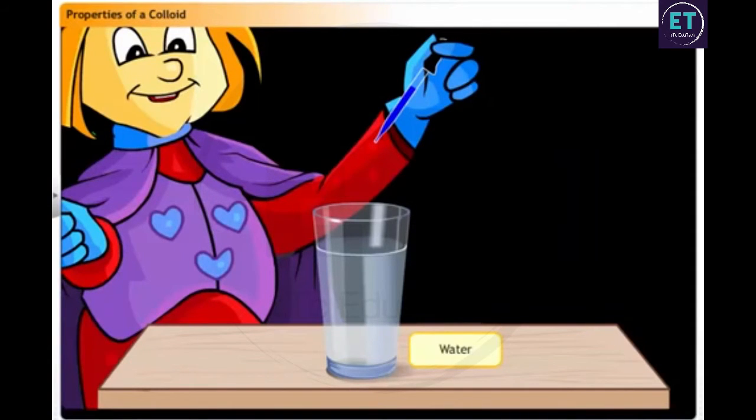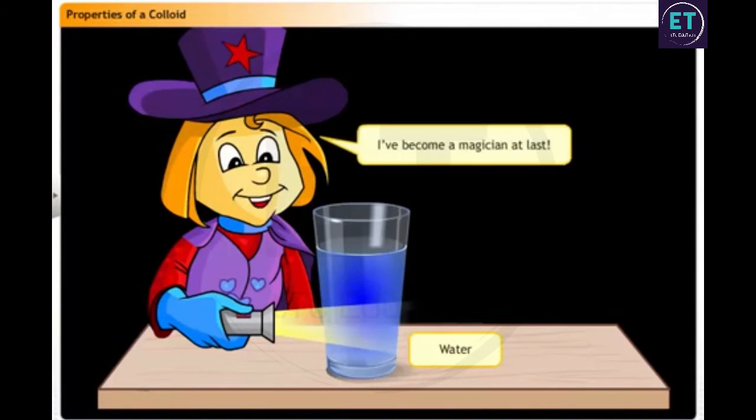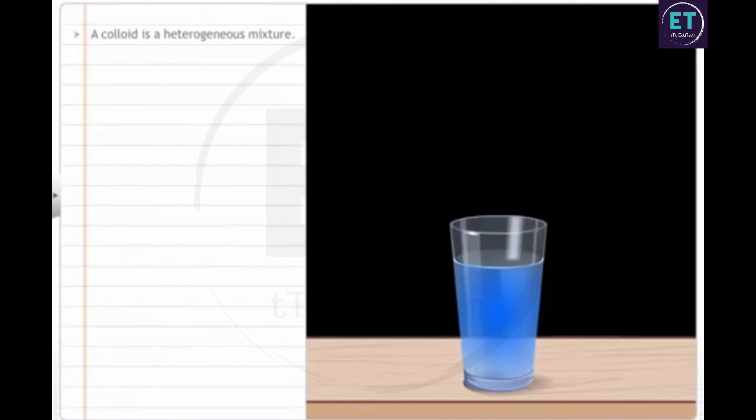Let me try a new trick. I'll put some ink into this glass of water. Then I'll pass a ray of light through the glass. I've become a magician at last. A mixture of ink and water is an example of a colloid.